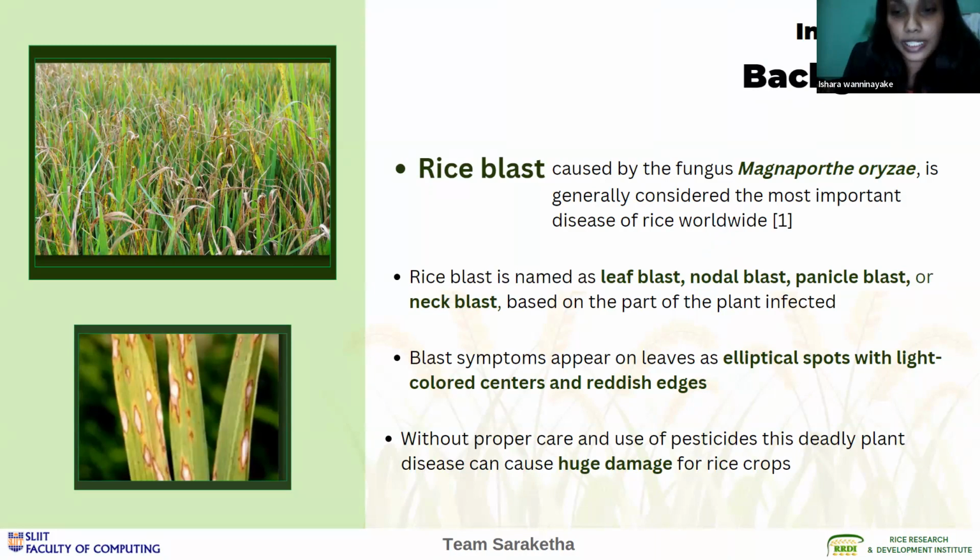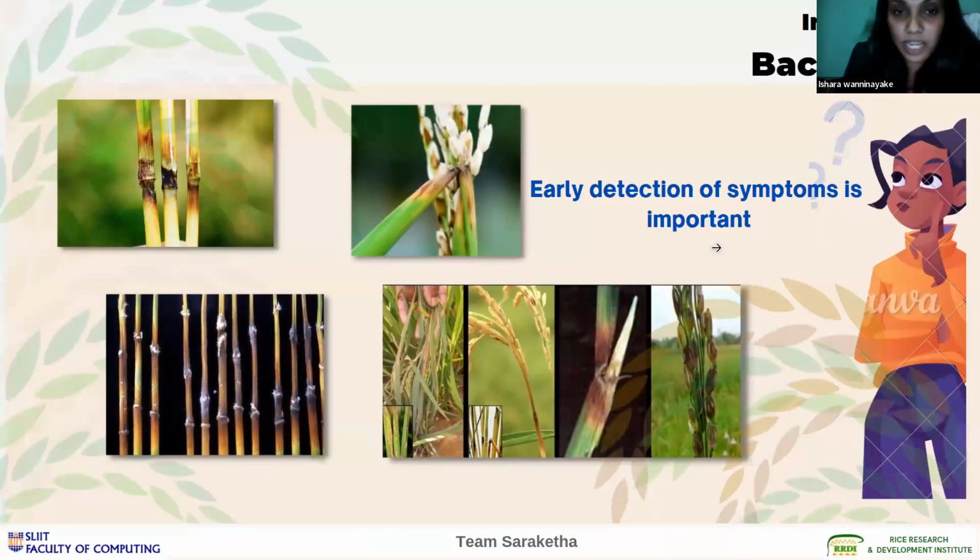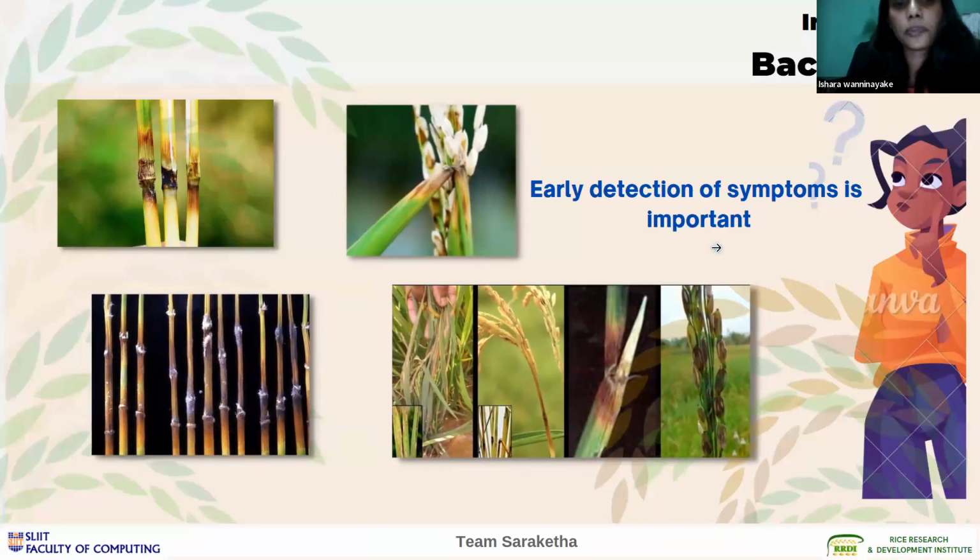Blast symptoms appear on the leaves as elliptical spots with red centers and reddish edges. By ignoring the first stages of rice blast disease, when the disease reaches the neck blast stage, it is not possible to save the rice plant by providing pesticide, because after reaching the neck blast stage, the rice plant will definitely die. Therefore, early detection of the symptoms of rice blast disease and providing remedies for it is very important to prevent the disease.